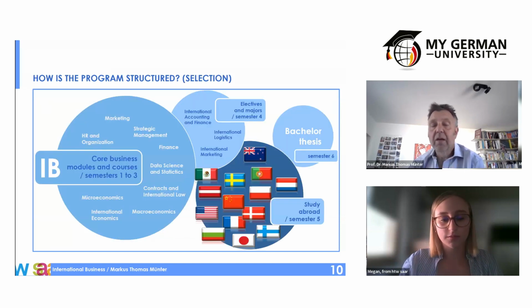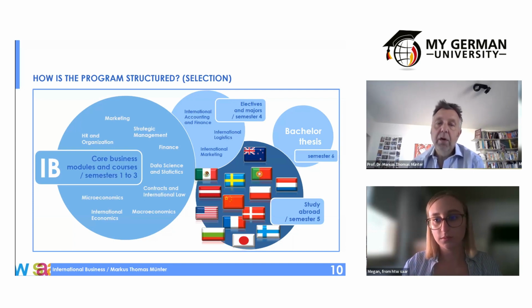So this is how the program looks like. It starts during the first 3 semesters with the core economics and business classes and courses, so including marketing, for example, strategic management, finance, but obviously, because it's international business, also international economics, macroeconomics, microeconomics, and we have a pretty strong statistics and math department, so we have a deep drill on data science and statistics. After these first 3 semesters, so after the first 1.5 years, you may choose electives and majors from international accounting, international logistics, or international marketing.